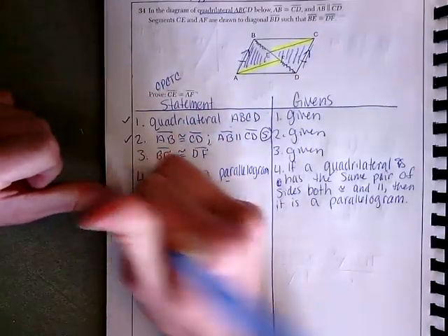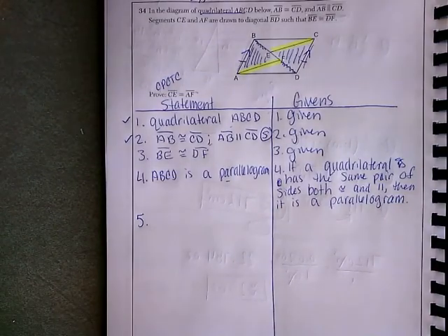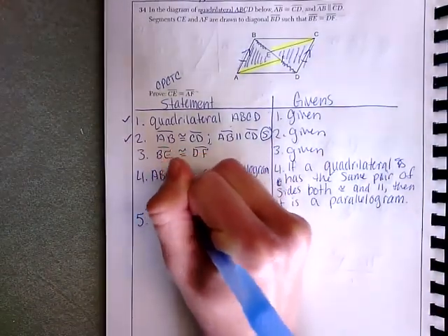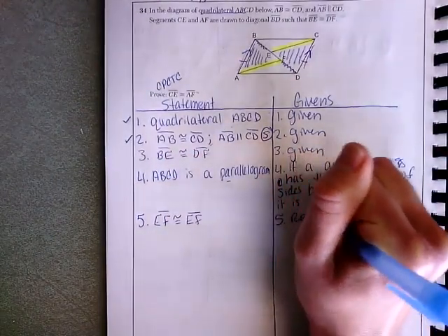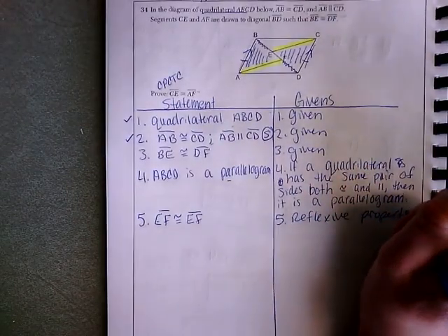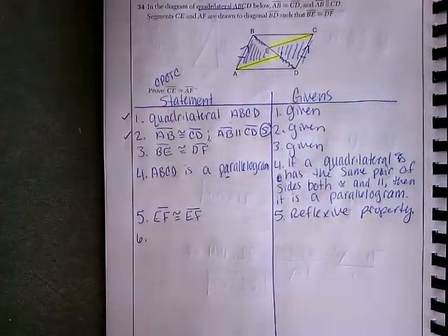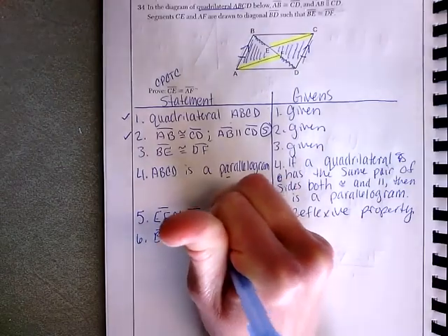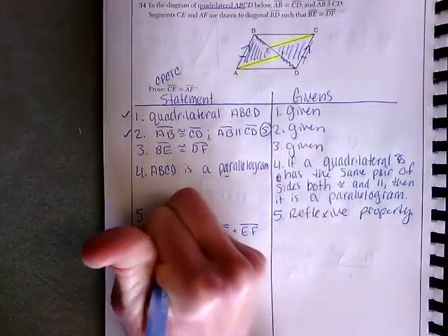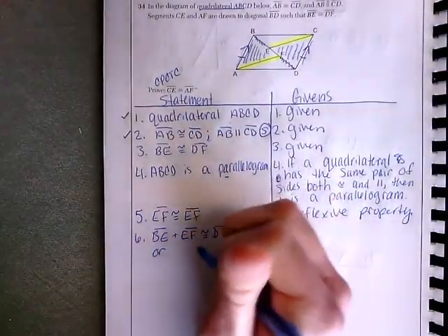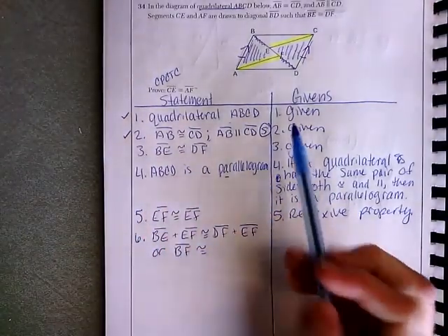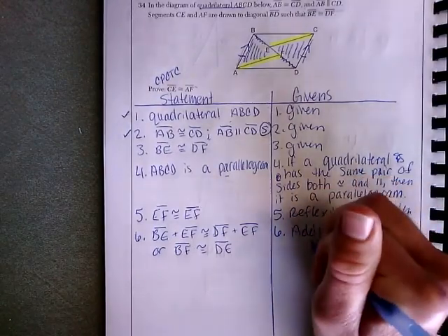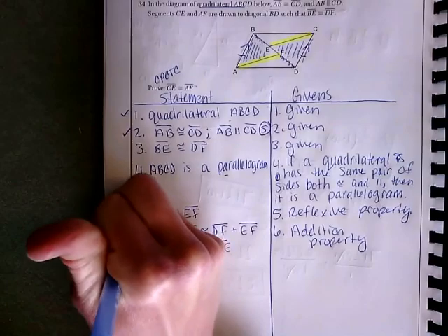But remember, before we use addition property, we need to say that what we're adding to both things is congruent, right? We can only add equal parts to equal parts. So first thing we need to do is say that EF is congruent to EF, and this is by reflexive property. Okay, so now that I've said that, now I can go ahead and do my addition. So now I can say BE plus EF is congruent to DF plus EF, or, so once we add BE and EF, we get BF. And once I add DF and EF, I get DE. Okay, so that's going to give me another side.